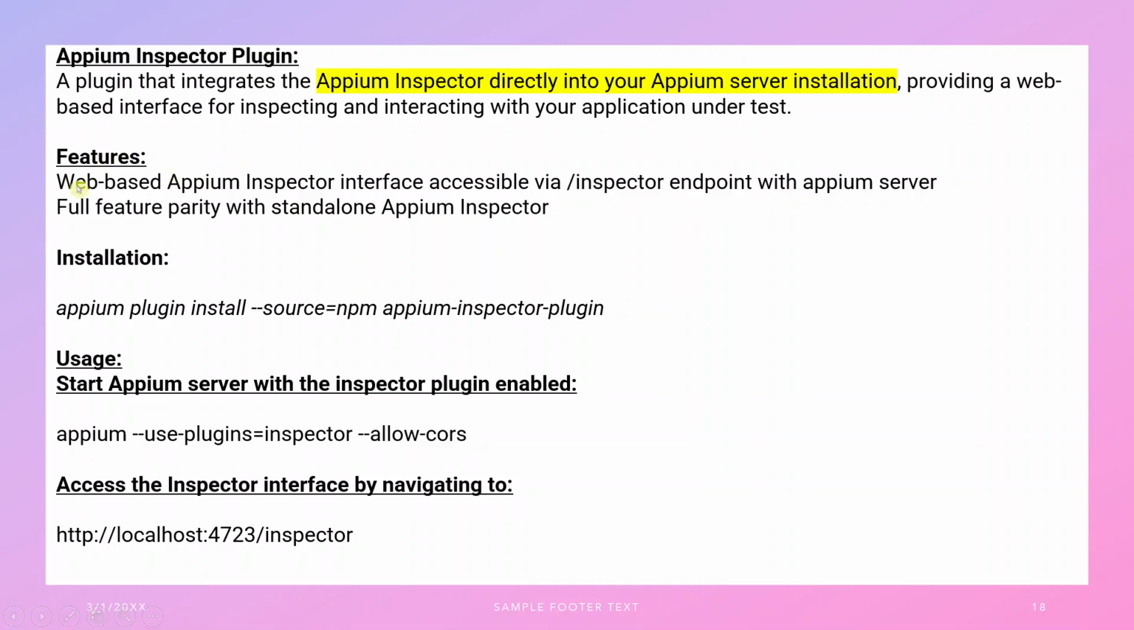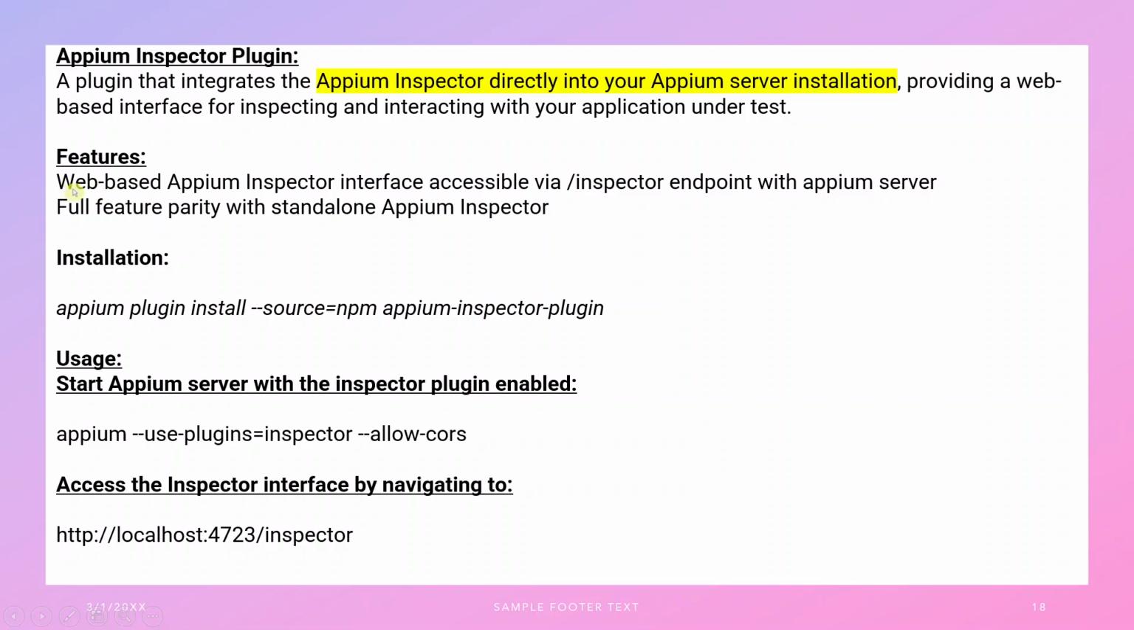And what are its features? A web-based APM Inspector interface accessible via the inspector endpoint with the APM server. That means when I'm starting the APM server, then I need to activate this plugin. This web-based APM Inspector will provide the full feature set of the standalone desktop APM Inspector. Whatever options are available in the APM Inspector desktop application, all the options will be available when you are using this APM Inspector plugin.